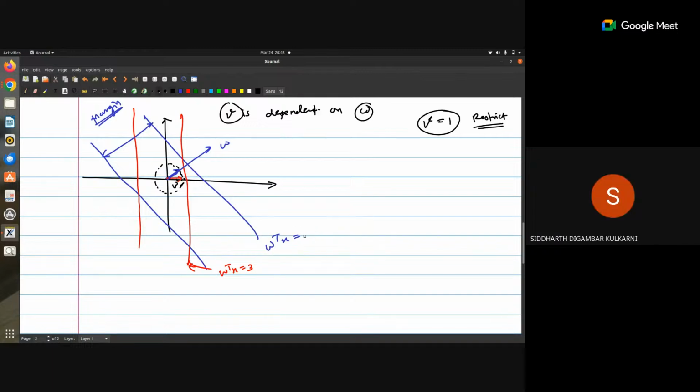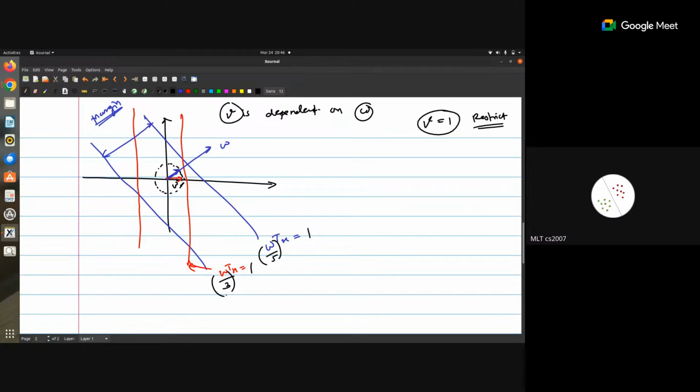Divide W transpose X by 5. So I'll just divide it by 5 and I'll get 1. Similarly here, if I wanted 1 here, what will I have to do? W transpose, or W, by 3. Now, will that solve my problem? Yes, it will solve it.